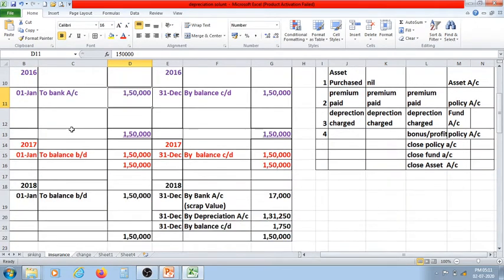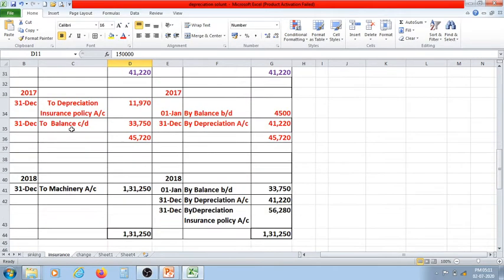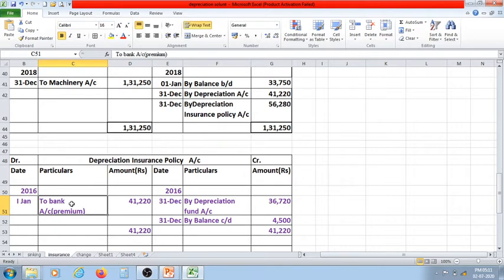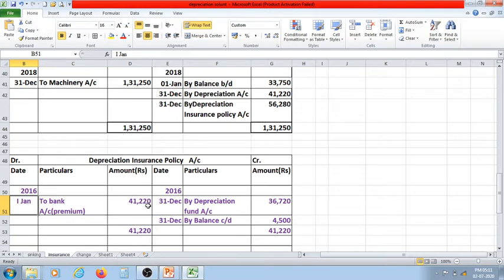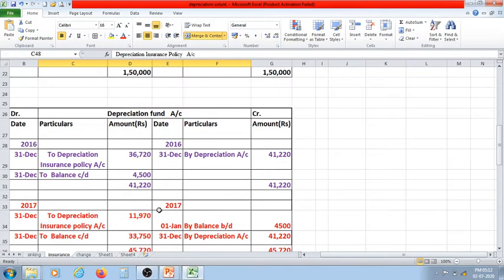Once you write the asset purchase, you go to pay the premium, and the premium amount will be equal to the value of depreciation. The premium amount would be given in the sum. As we have seen, the premium amount is mentioned in the problem. It was 41,220. So it is to bank account 41,220. When we write the premium amount in the insurance policy account, on the debit side, we write the premium amount paid.